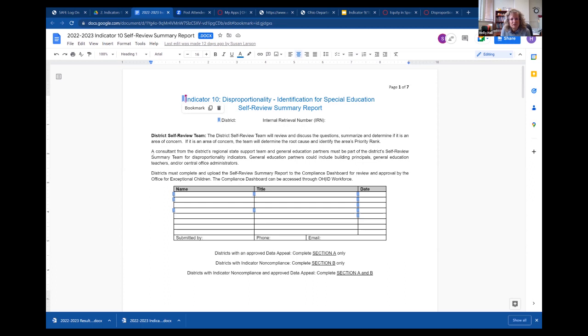It says a consultant from the district's regional state support team and general ed partners must be part of the district self-review summary report. They clarify further here who those individuals could be: our building principals, gen ed teachers, central office administrators. Thinking about all of those individuals.